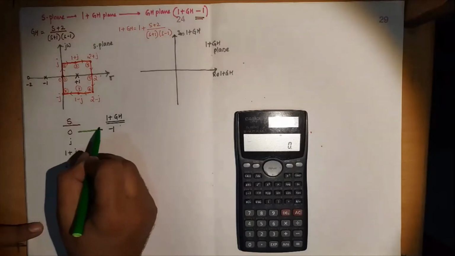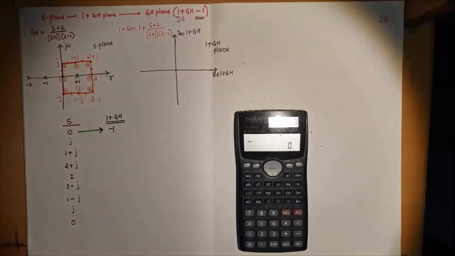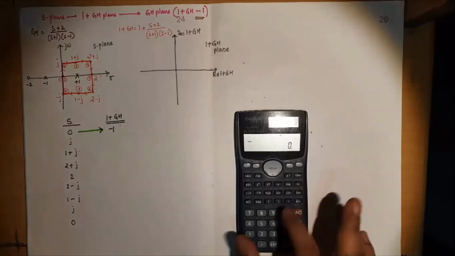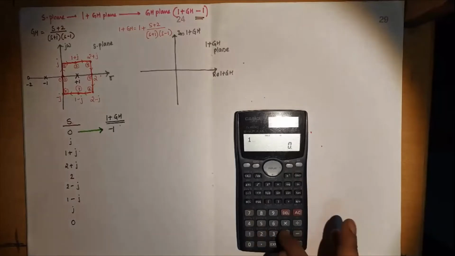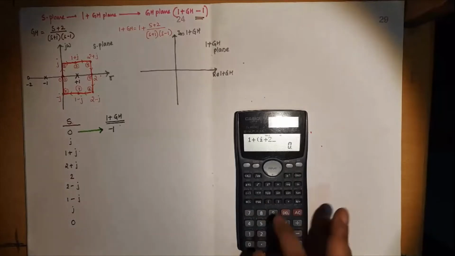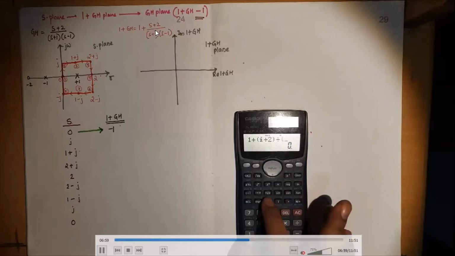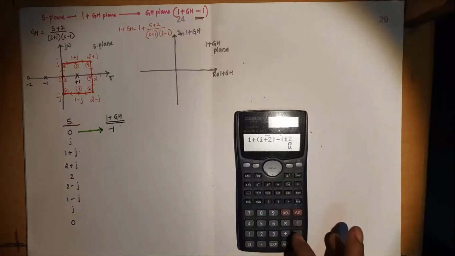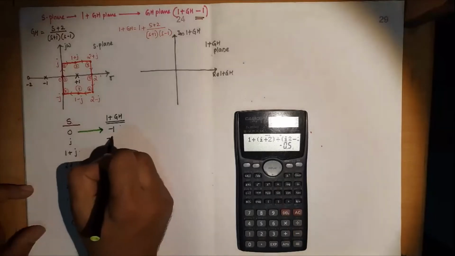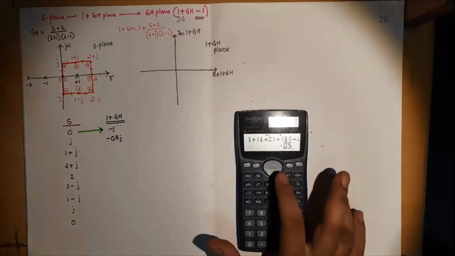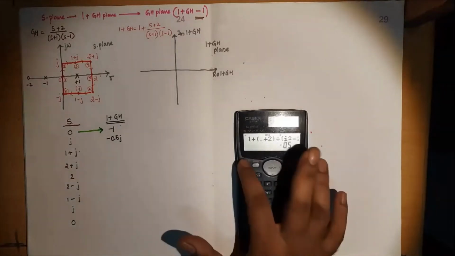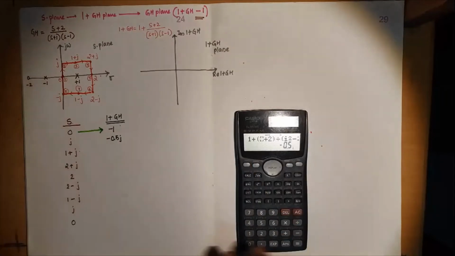Next, this point has been mapped as minus 1 on the 1 plus GH plane. So we need to find out minus 1 on the 1 plus GH plane. Next, how to map the second point? Substitute J here, and you will get all the points. So it is just an imaginary value, minus 0.5. Next, go on substituting the remaining points, 1 plus J.